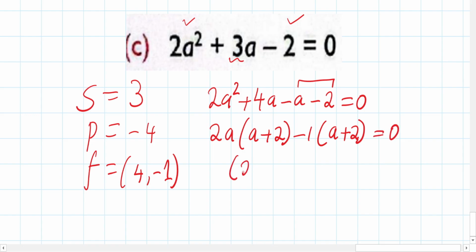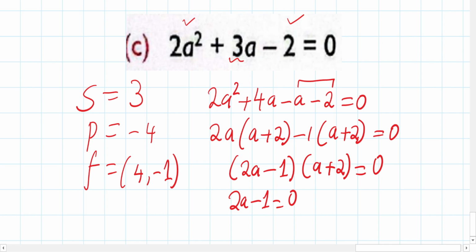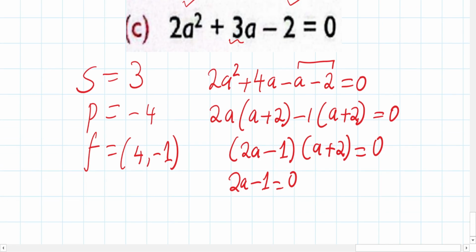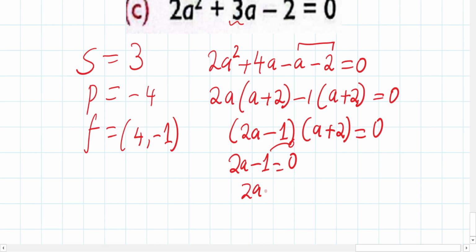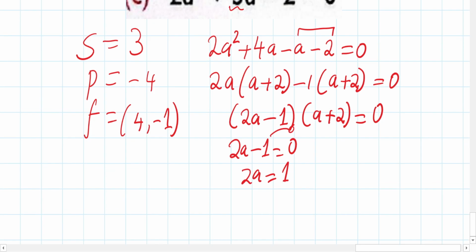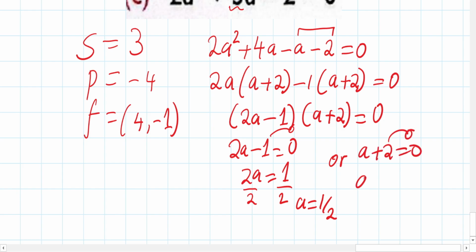Okay, now bring the 2a and the negative 1 together, and the a plus 2 this way, which is equal to 0. So 2a minus 1 equals 0, and therefore, if you take the negative 1 to the other side, you're going to get 2a equal to 1, and divide by 2, a is going to give you positive a half. That's the first one. Or you say a plus 2 equals 0, put the 2 on the other side, and therefore a is going to be negative 2. So there are 2 values of a for your answer.